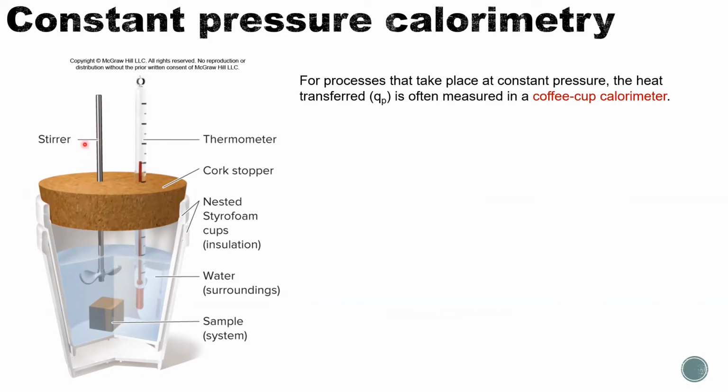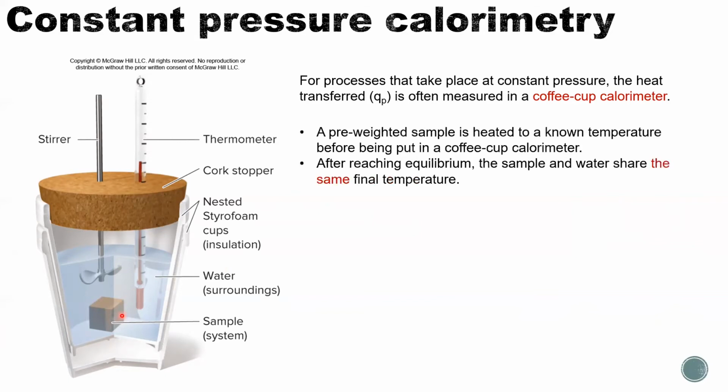Through the plug, we have a stirrer that stirs the water to make sure every part of the water shares the same temperature. We also have a thermometer that goes through the cap and is immersed in the water to record the temperature of the water. For that, we have a sample. We can weigh the sample beforehand, and we should know the temperature of the sample beforehand. That's the initial temperature of the sample.